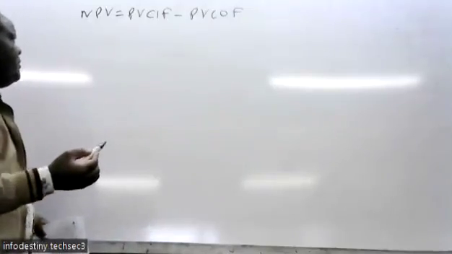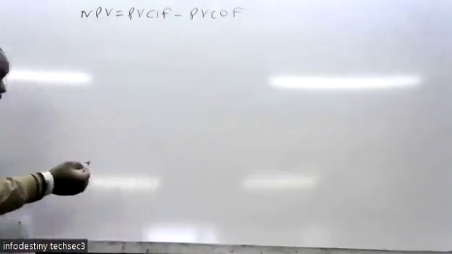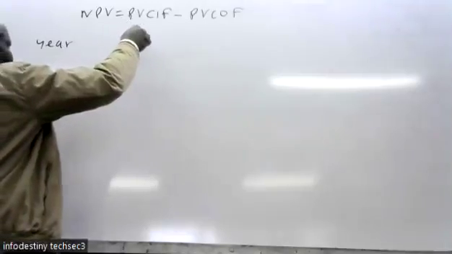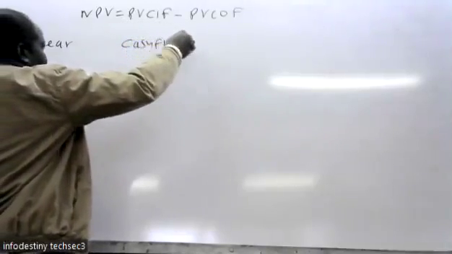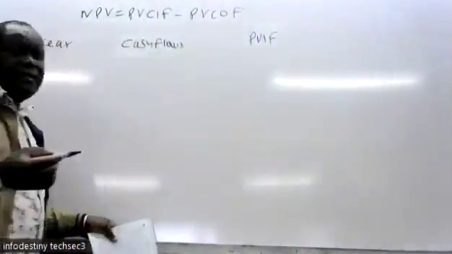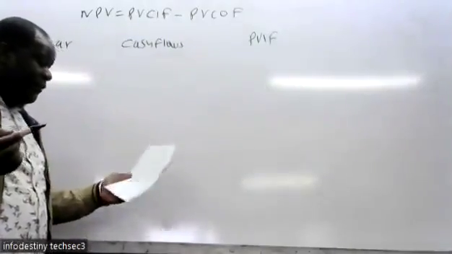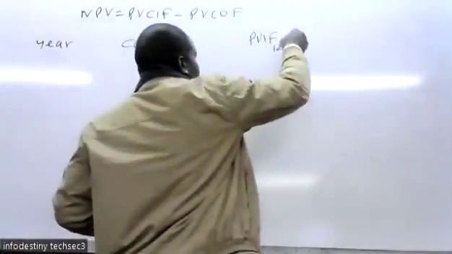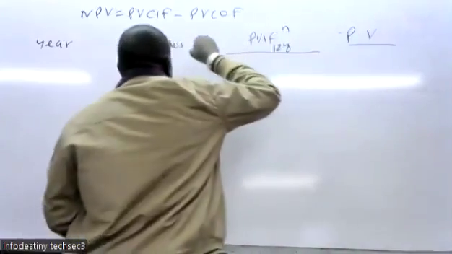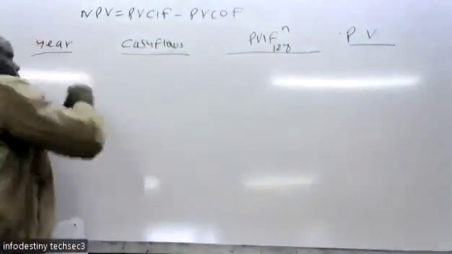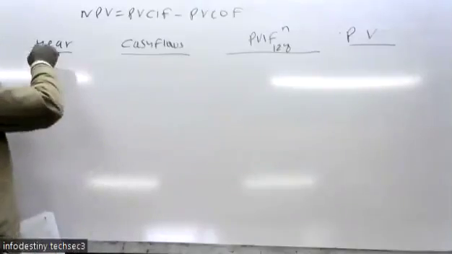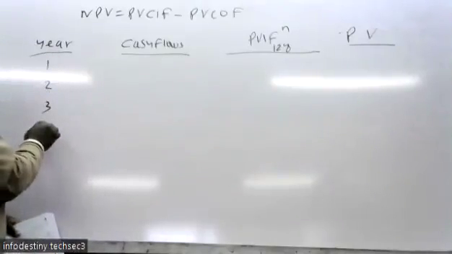So we start with the present value for the cash inflows. To get the present value for the cash inflows, there will be the year, then also the cash flows, the present value interest factor. The cost of capital has been given as 12% for each year, so that we come up with the present value portion. So there is year 1, year 2, year 3, up to year 4.